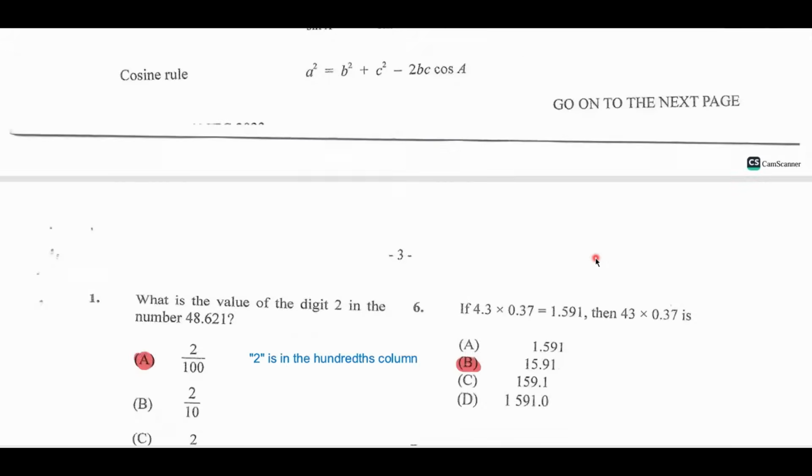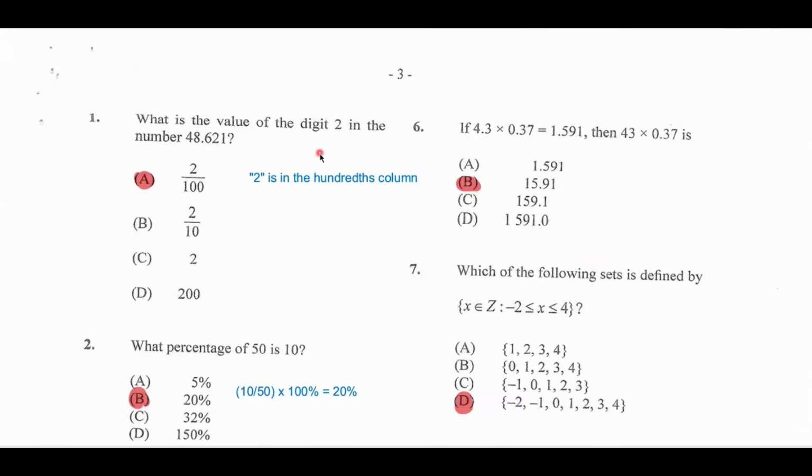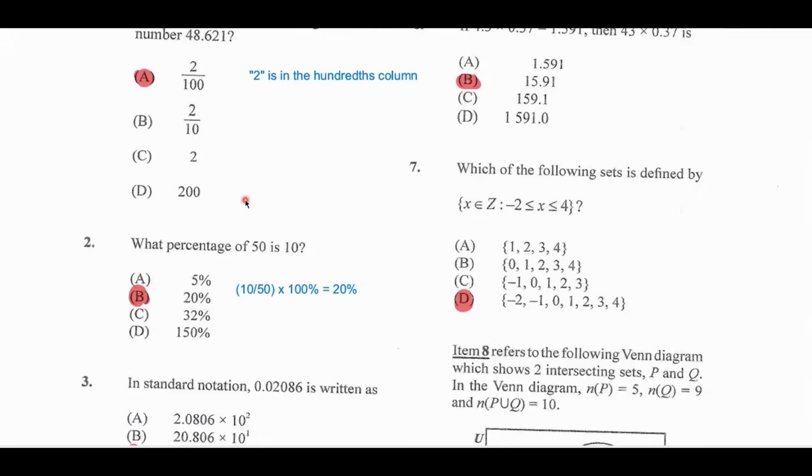2023, right? Paper 1. Question 1. What is the value of digit 2 in the number 48.621? 2 is in the hundredths column, so therefore it'll be 2 over 100, that is E.